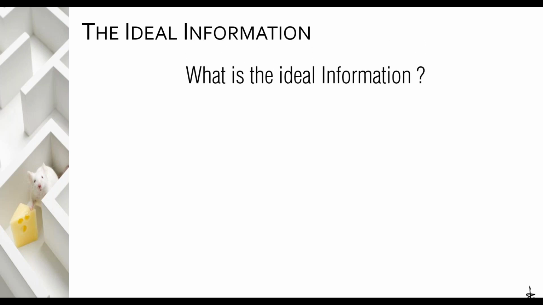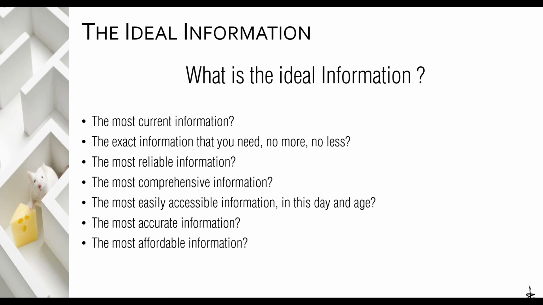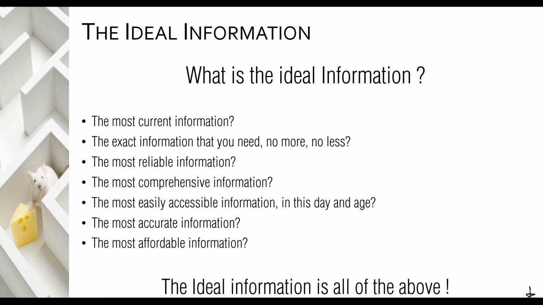Now, the ideal information. What is the ideal information? Is it basically the most current information, the most updated information? Is it the exact information we need, no more or no less? Is it the most reliable? Is it the most complete and comprehensive? Is it the most easily accessible? Well, I know, yes, I can open the book, but I don't have the book right now. All I have is this table. So is this the ideal information? Is it the most accurate or the most affordable? Well, it's kind of a combination of all of these.